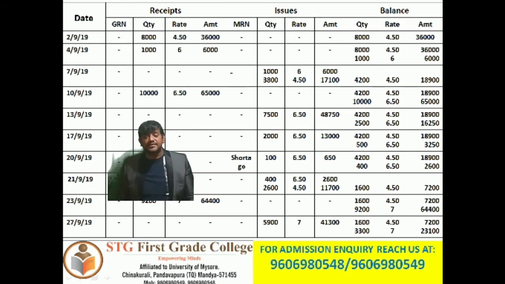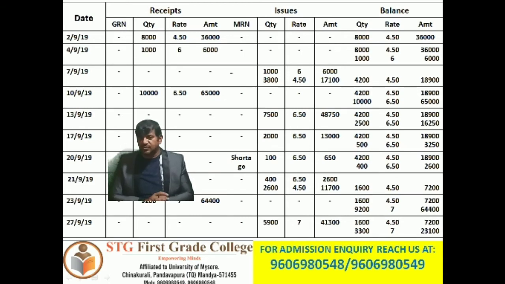On 20th September 2019, stock verification revealed a shortage of 100 units. So prepare the stores ledger account. There is a shortage on 20th September, and whenever a shortage comes, that should be treated as an issue. So on 20th September, GRN nil, quantity nil, rate nil, and amount also nil.